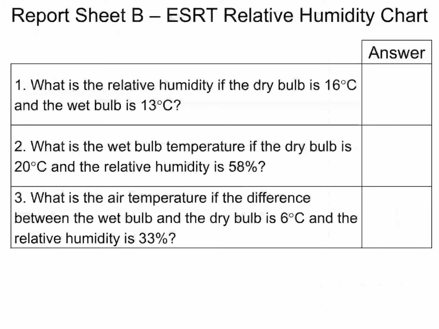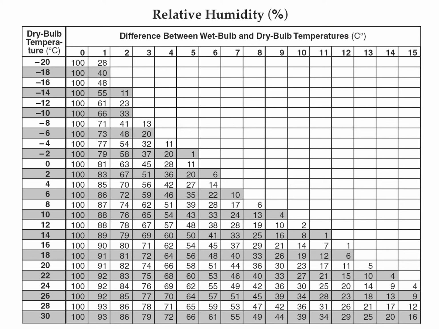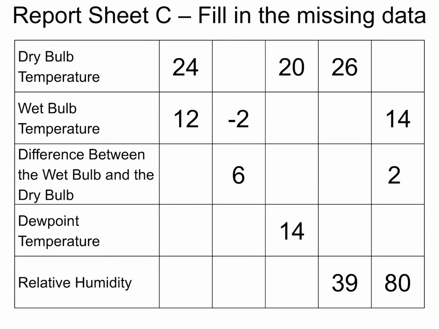Here's report sheet B, which is the same thing, only now it's our relative humidity questions. Again, it works the exact same way: dry bulb, wet bulb, difference. Remember, if it's 100%, that's when you have your rain. I'm not going over them. You should be able to do it. Just make sure that you're reading the right chart. You want to be looking at the relative humidity chart.